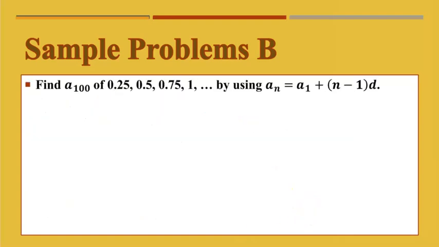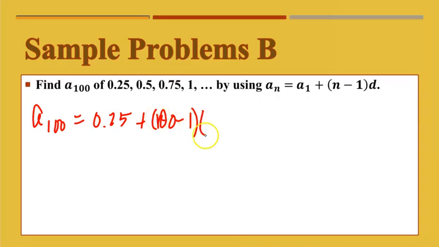Moving on to our next part. Here we want to find the 100th term of this sequence. So for the 100th term, the first term is 0.25 plus the 100th term minus 1 times the common difference. And the common difference, if I did 0.5 minus 0.25, gives me 0.25. So this would be increasing by 0.25.